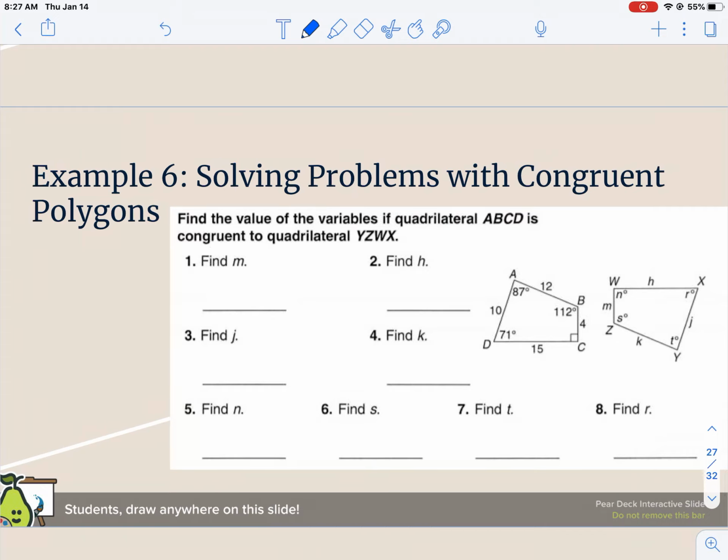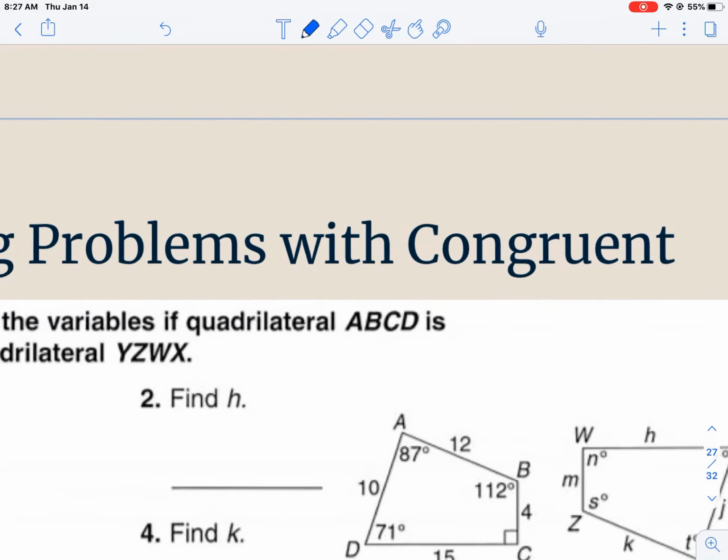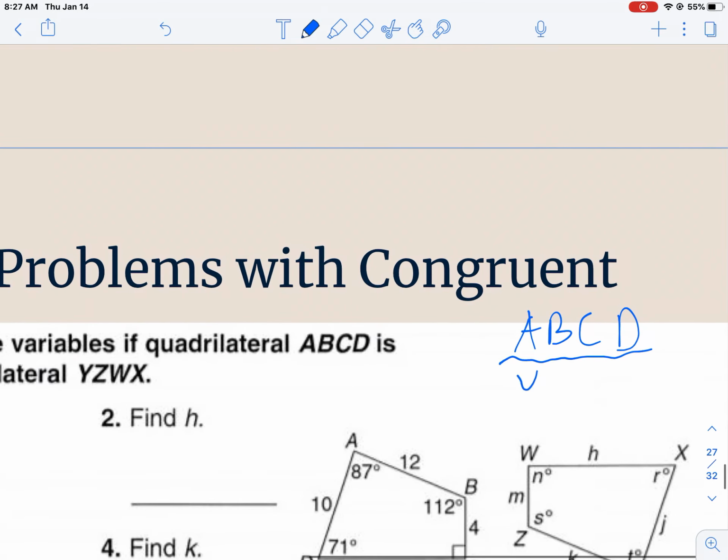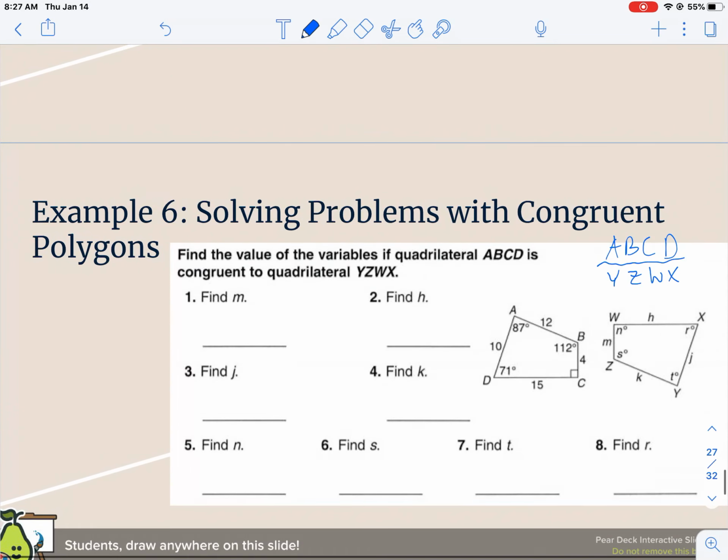All right, so example 6 works the same way, right? You've got a quadrilateral: find the value of the variables if quadrilateral ABCD is congruent to quadrilateral YZWX. Okay, so again, these letters are going to tell you what matches up with what. ABCD, and maybe you want to write it underneath YZWX. So, for example, maybe I'll start off with the angles.